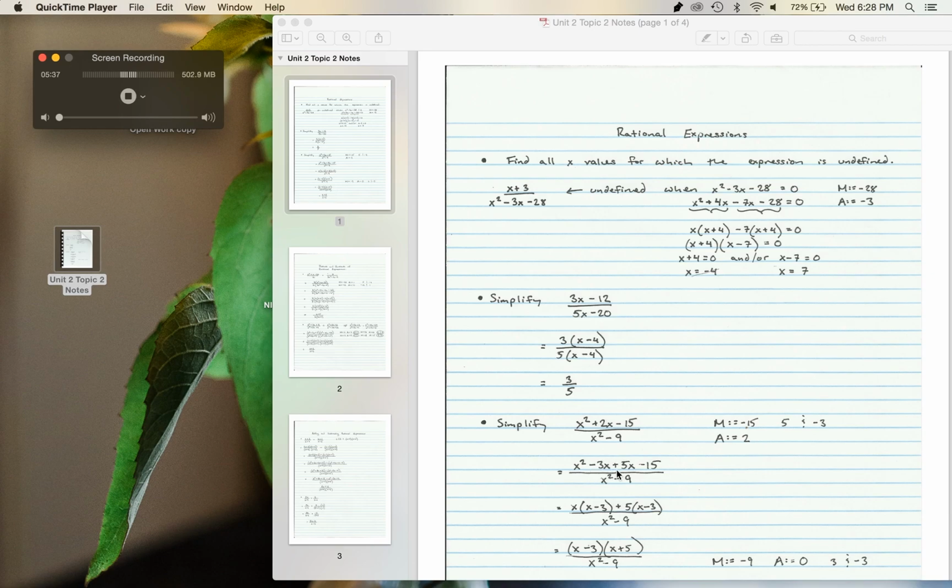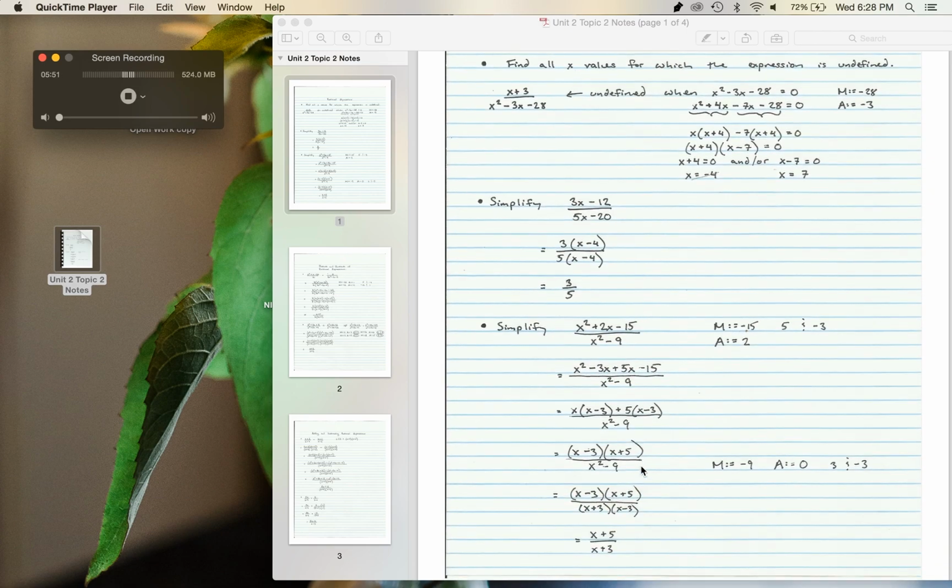I've written that out here. So I've taken this 2x, replaced it with negative 3x plus 5x, which really is the same thing. Next, I'm going to factor this top quadratic by grouping now that I have my 4 terms.